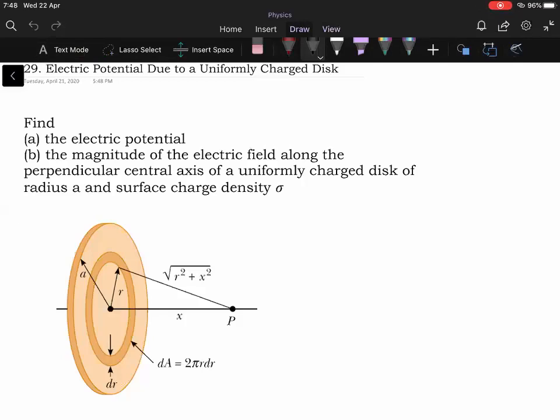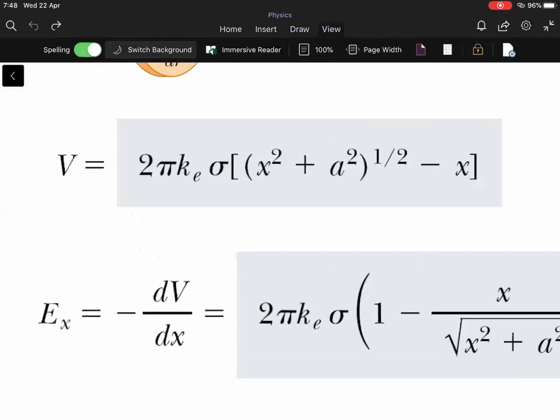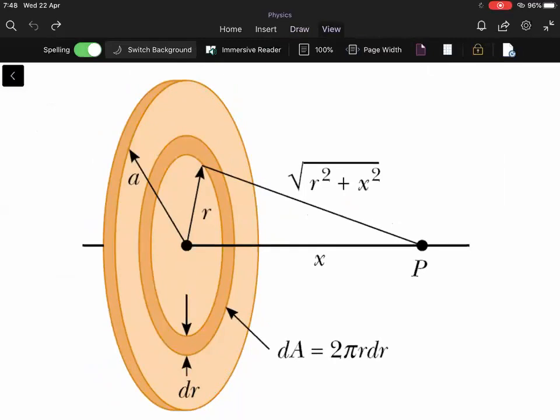Okay, so this is the situation of a uniformly charged disk. You have to find potential at point P, which is on the axis at a distance x from the center of the disk. You have to integrate it with proper limits of R. You have to take suitable elements, which is already shown in the diagram. So first find potential and then find the electric field by finding the potential gradient.